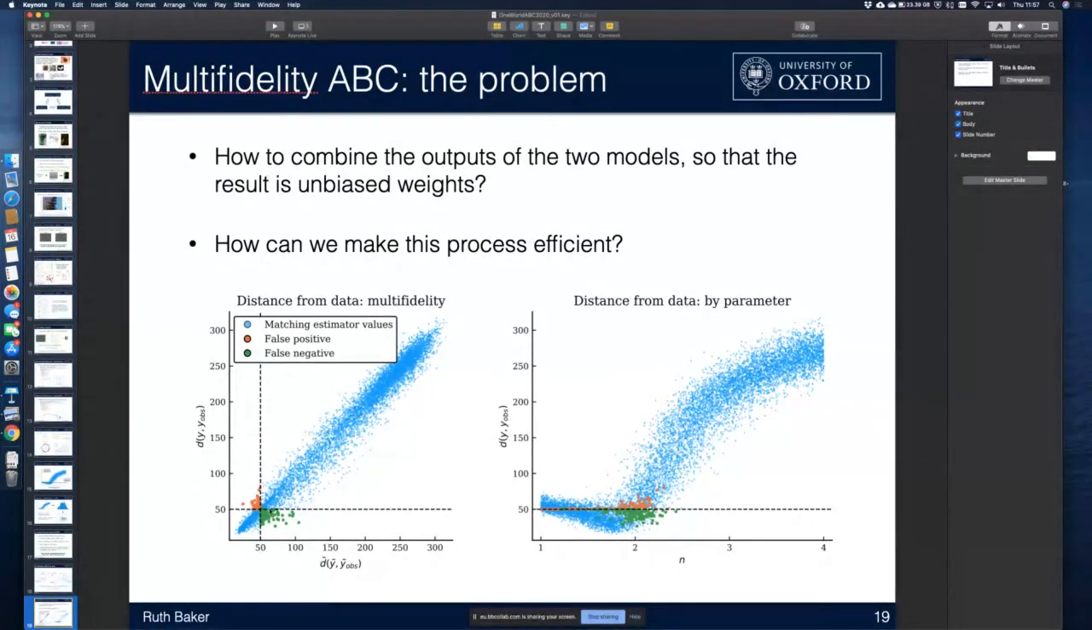But nonetheless, there's always going to be times when you get some false positives, as I'm going to call them. If I simulate under my low fidelity model, I would essentially set that parameter into the ABC posterior, whereas if I'd simulated under the high fidelity model, I actually wouldn't. And I'll also get false negatives, where my low fidelity model would give a result that I wouldn't accept the parameter value, but actually under the high fidelity model I would. So the reason I can't just use the low fidelity model without thinking about it is it doesn't always tell me exactly the correct thing. So I want to think about how I can combine the outputs of both of the models to get unbiased weights, and how to make this process efficient.